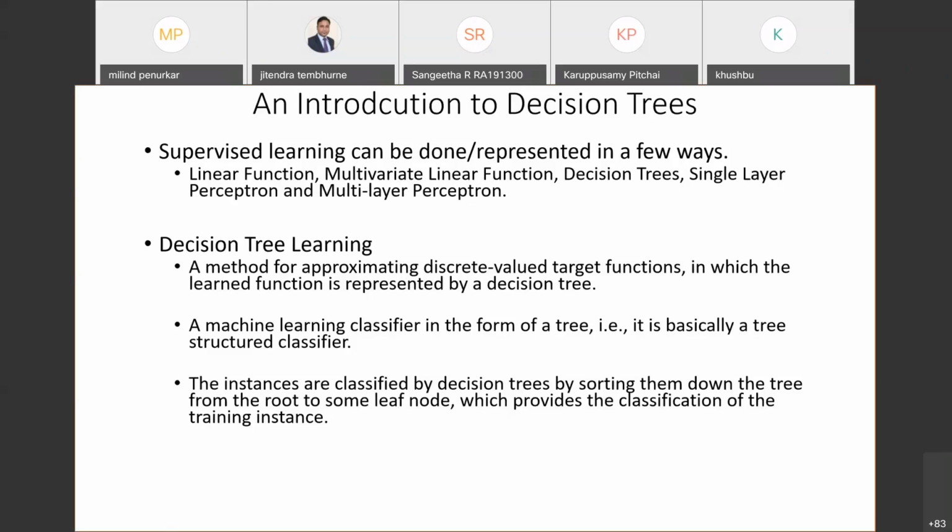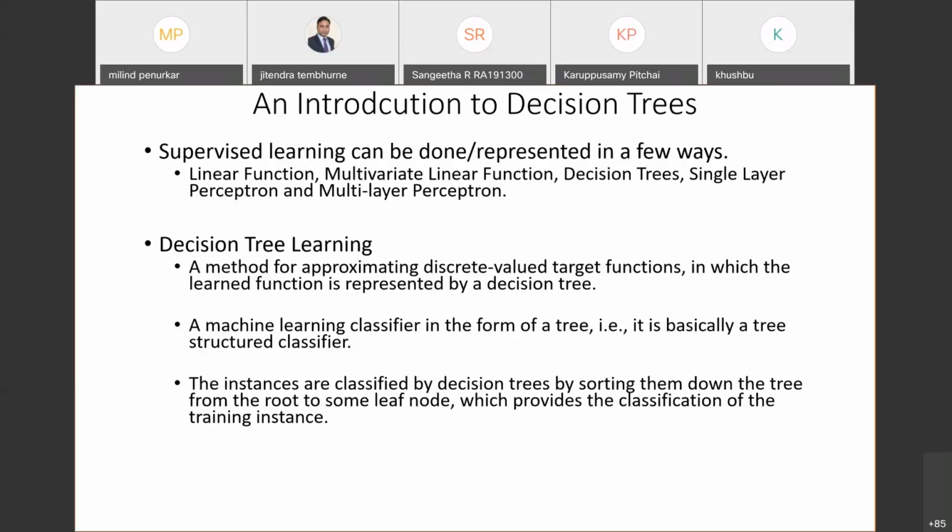So please note that we are interested more in discrete valued target functions. I would like to know whether something is going to be there or not going to be there, yes or no. Such a kind of target function is what we are interested in. Although at the end I will also show you one continuous or real valued variable wherein we could also be doing tree learning, decision tree learning is mostly used for discrete valued targets. In this case, the learned function is represented by a decision tree. So we can say it is a machine learning classifier in the form of a tree, a tree structured classifier.